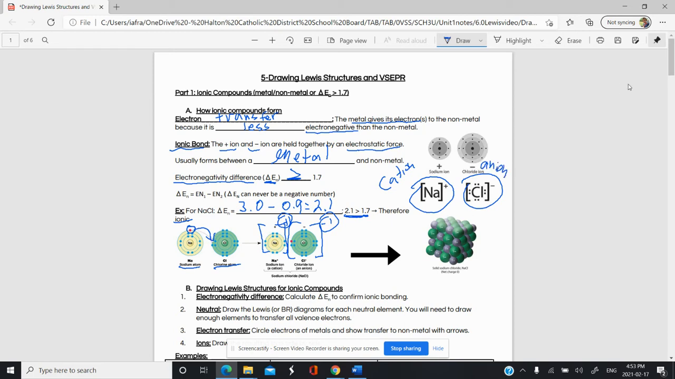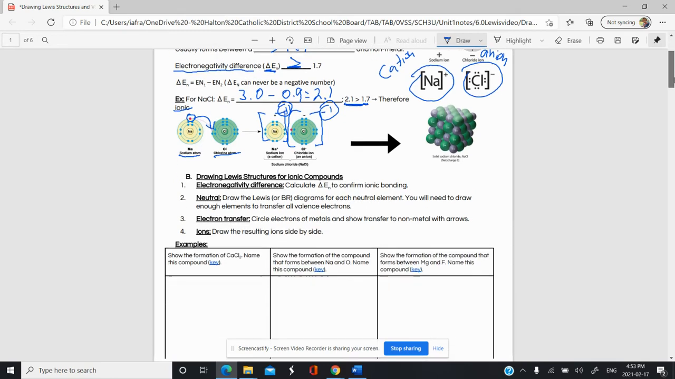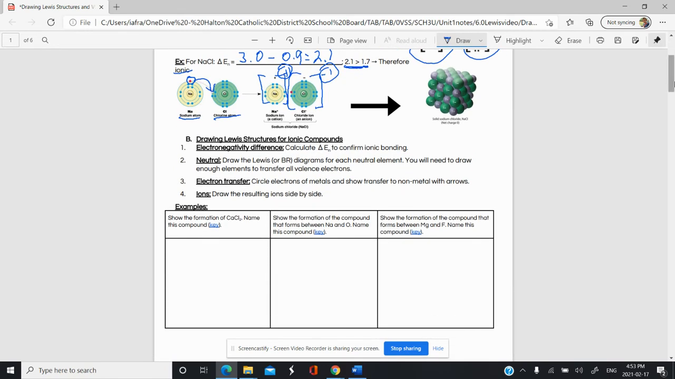So how do we draw these Lewis dot structures to represent ionic compounds forming? There's 4 main steps. The first thing you want to do is calculate the electronegativity difference to confirm you have an ionic bond. Then you want to draw the structures for the neutral atoms side by side. You also want to show the electron transfer, so you'll circle electrons going from the metal to the non-metal. And at the very end, you'll draw the ions side by side, attracted to each other.